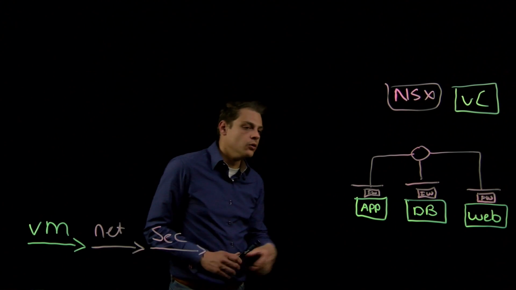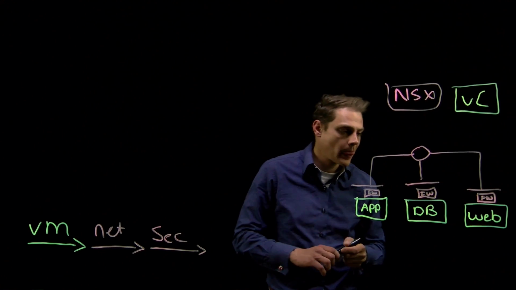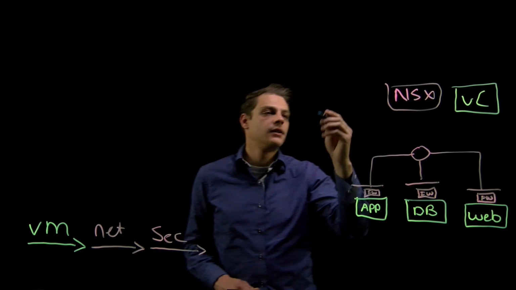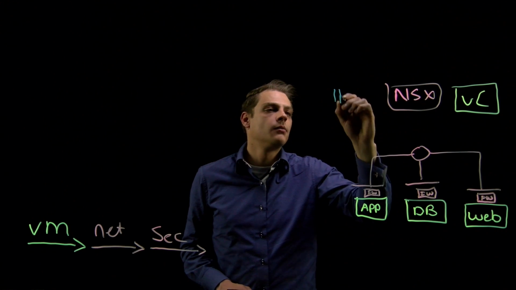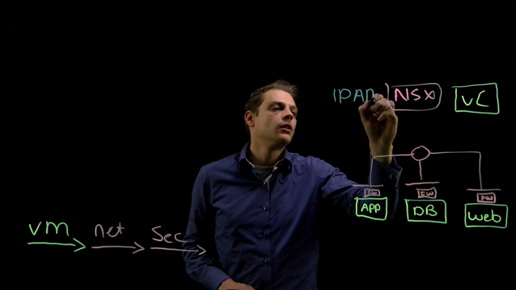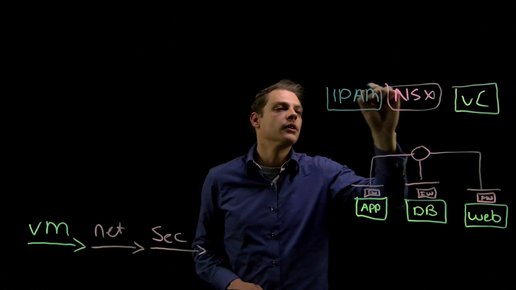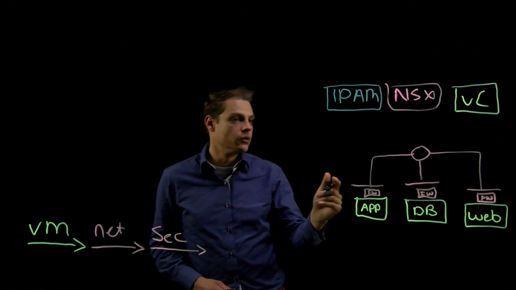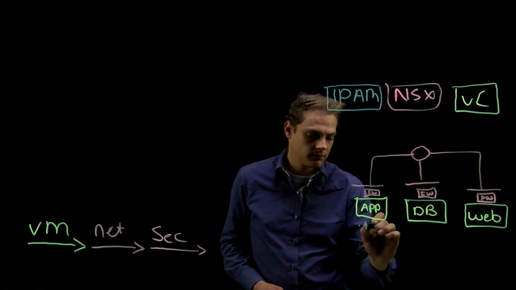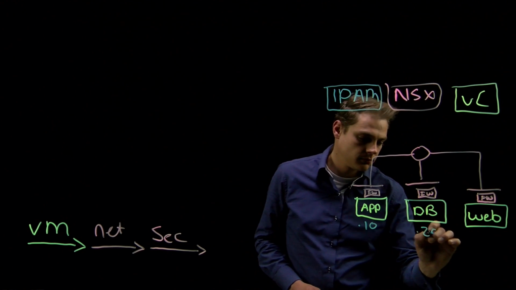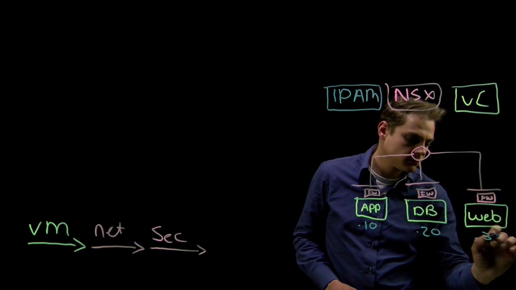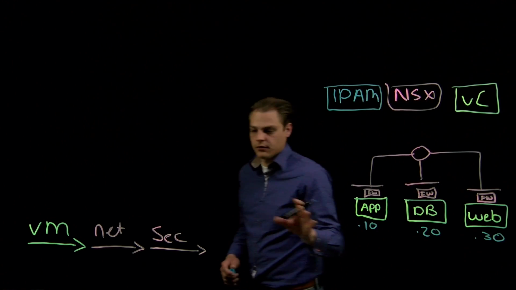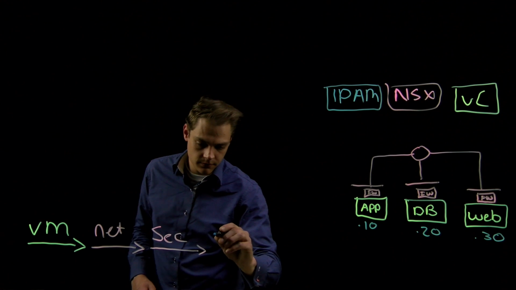Another thing that we need to do while deploying a three-tier app is getting the IP addresses. Most enterprises use an IPAM, an IP address management system, to maintain the IP addresses and to give them to the virtual machines. So that's the fourth step in the process.